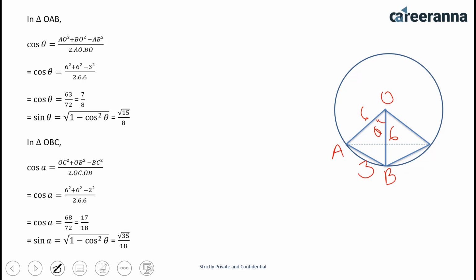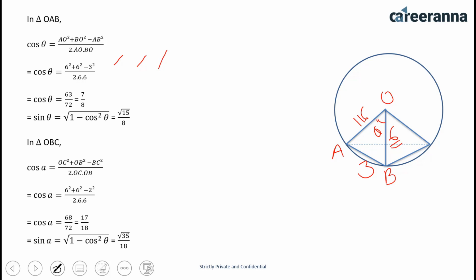So in OAB, cos theta includes the sides which are adjacent to the angle. Cos theta is equal to 6 square plus 6 square, subtracting 3 square, and in the denominator we take 2ab, twice the adjacent sides, so 2 into 6 into 6. If we solve it, 6 square means 36, 36 plus 36 is 72, 72 minus 9 is 63, and the denominator is again 72. Now cos theta comes out to be 7 upon 8.